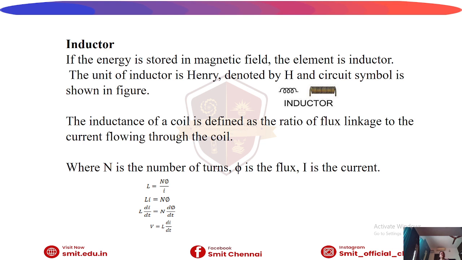Next, inductor. If the energy is stored in a magnetic field, the element is an inductor. The unit of inductance is Henry, denoted by H. The circuit symbol is shown in the figure. The inductance is defined as the ratio of flux linkage to the current flowing through the coil, where N is the number of turns, phi is flux and I is current, and L is given by N phi by I. The relation of V for the inductance is given by V equal to L dI by dt, that is, with the change in time.